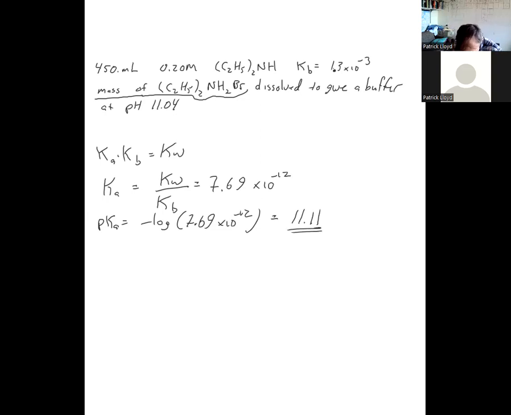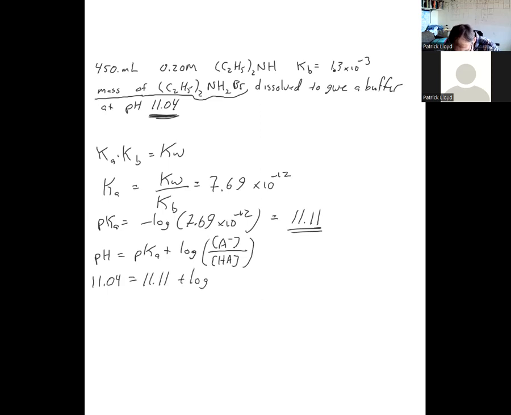Okay, so now here's what I'm going to do. The Henderson-Hasselbalch equation says pH equals pKa plus the log of the base, I'll put A minus, over the acid. Concentrations, moles per liter, right? That's what the brackets mean in this context. So notice we are told we want the pH to be 11.04. So I'm going to put that in.